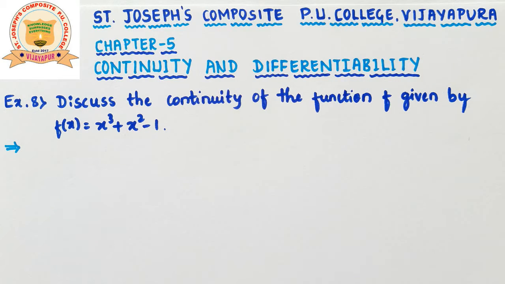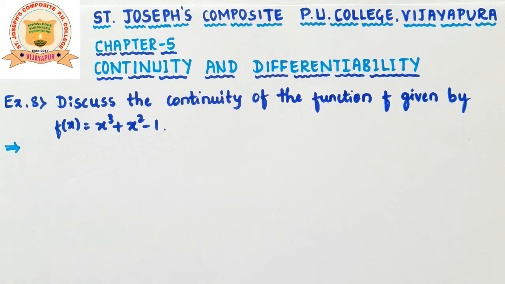Hello everyone. Now we are discussing chapter 5, continuity and differentiability. In the last class we studied the definition of continuity at every point of its domain, that is, when we have to say that the function is continuous function. And also we solved one problem on that concept. In this session we will discuss some more problems on continuity of the given function.